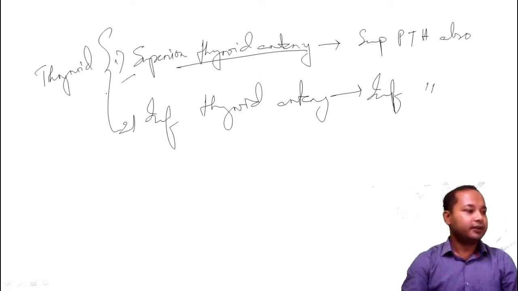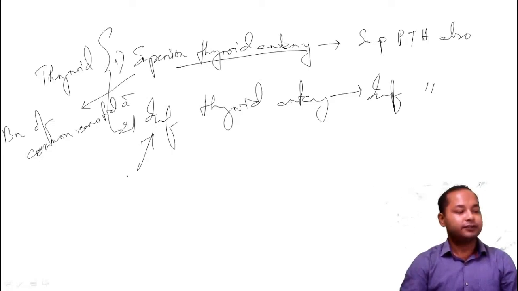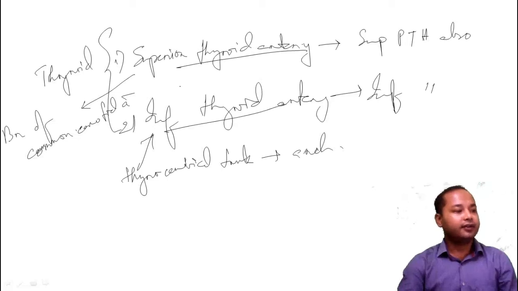Now the superior thyroid artery is a branch of, you can say, the common carotid. You can directly say common carotid, or you can say carotid artery. And this inferior thyroid is a branch from the thyrocervical trunk, which is arising from the aortic arch. So the inferior thyroid artery and the superior thyroid artery are the main two branches which supply the thyroid.